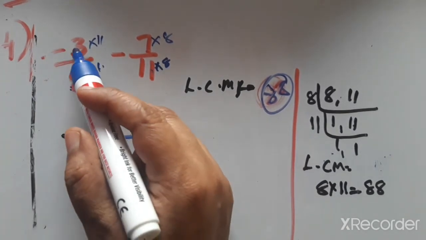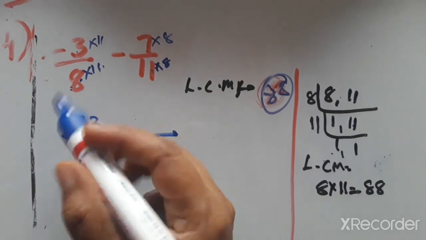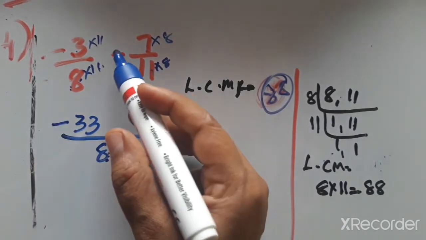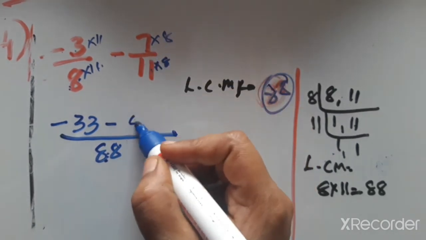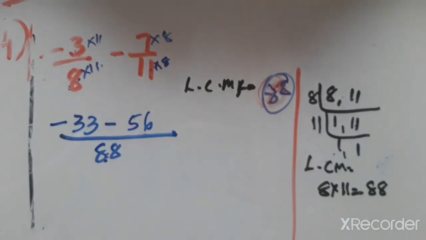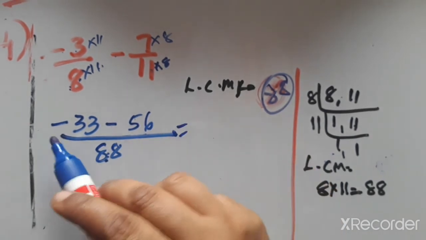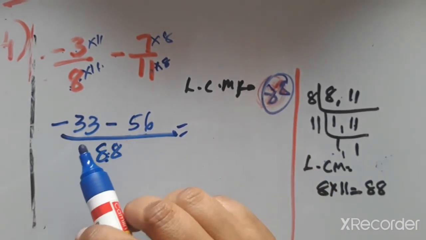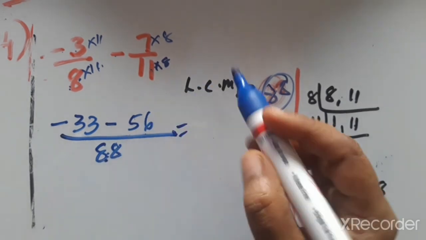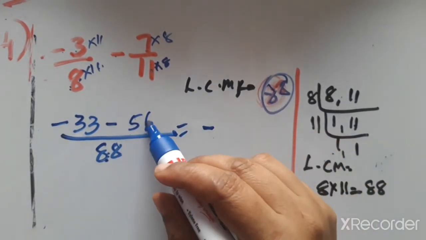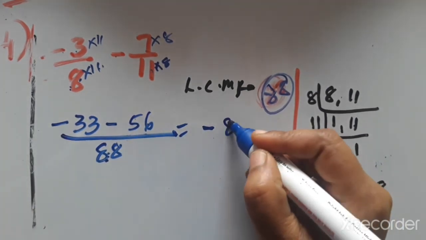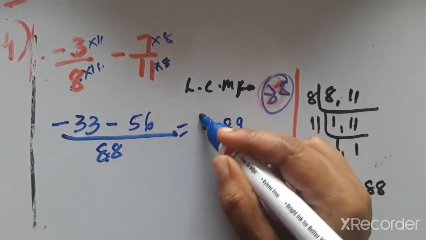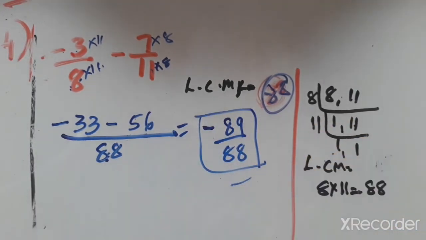Now multiply. 3 11s are 33, and the symbol is minus. And here the center symbol is minus, 7 8s are 56. Now the same symbol means addition. Minus 33 minus 56: the greater number is 56 and its symbol is minus. After adding 33 and 56 we get 89, so the answer is minus 89 by 88.